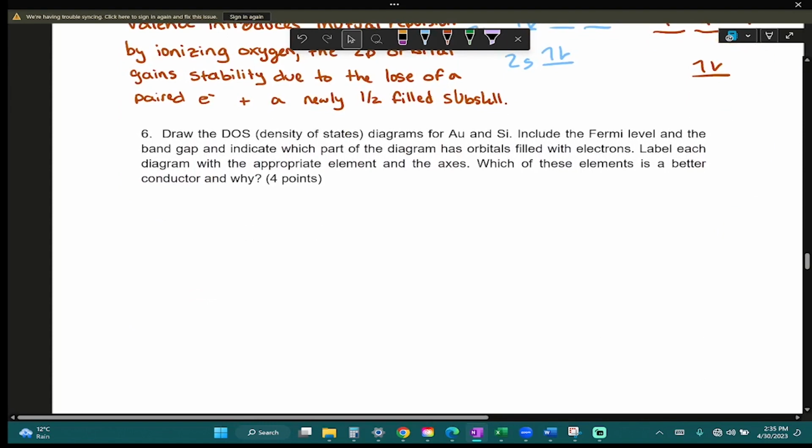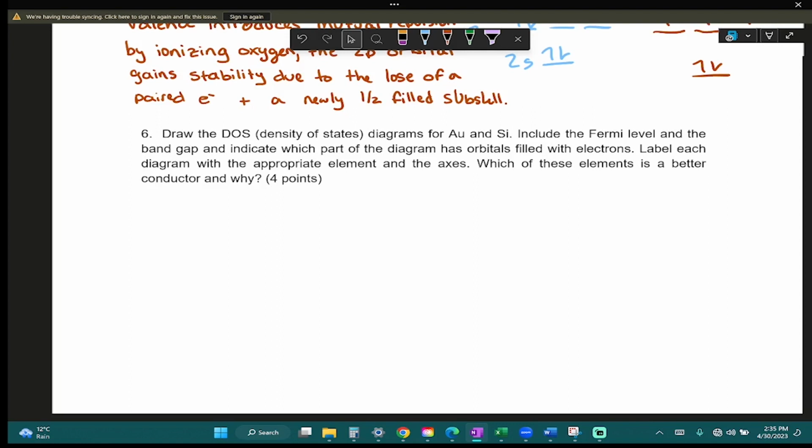So talking about materials and density of states. Here they tell us to draw the diagram. If you need me to scroll up too, if I'm going too fast, please just let me know. Here they want us to draw the density of states diagrams for gold and silicon. So what type of material is gold? A metal. So is it a conductor, a semiconductor, or an insulator? Conductor. Awesome. What about silicon? Semiconductor. Yeah, it's a semiconductor.